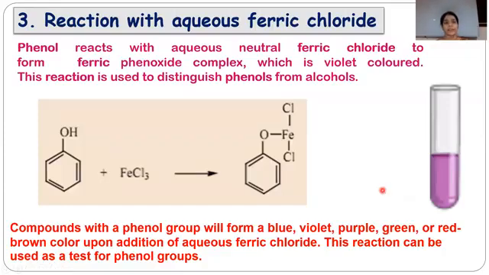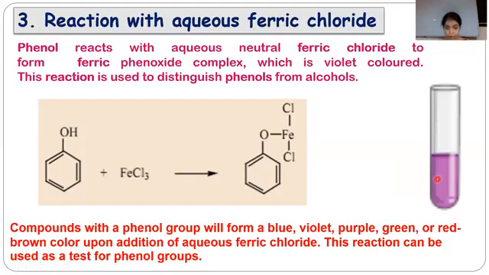Next reaction is the reaction with aqueous ferric chloride solution. This reaction is also used for the detection of the phenolic group in an organic mixture. Phenol reacts with aqueous neutral ferric chloride and forms ferric phenoxide complex. This is the ferric phenoxide complex, which is violet colored. This reaction is used to distinguish phenols from alcohols.